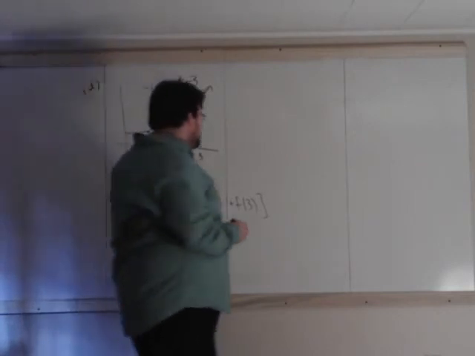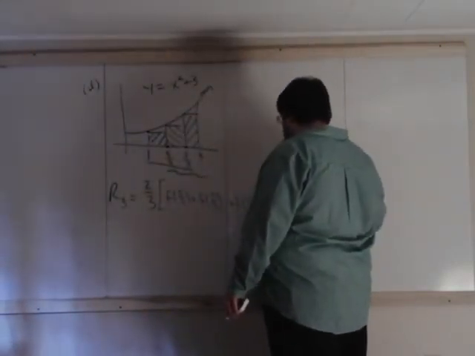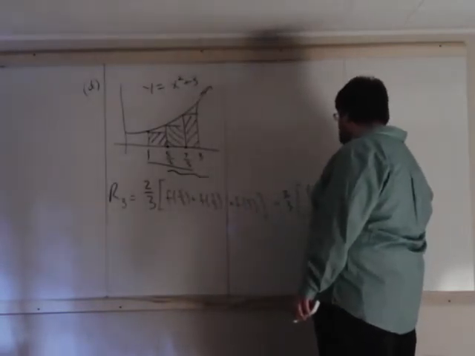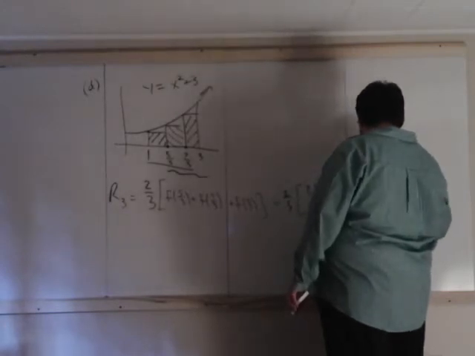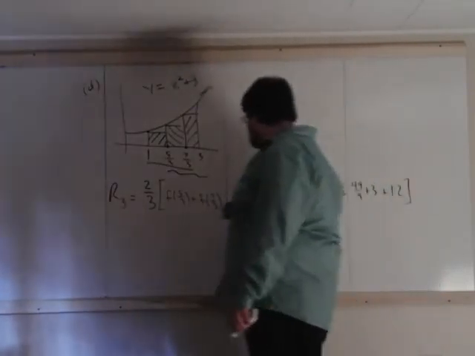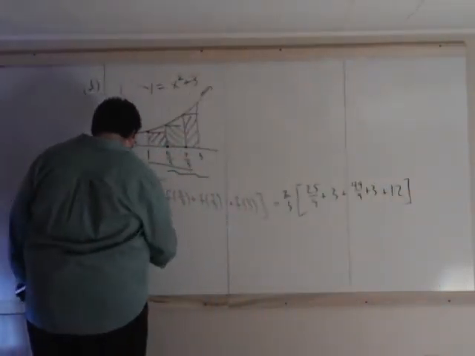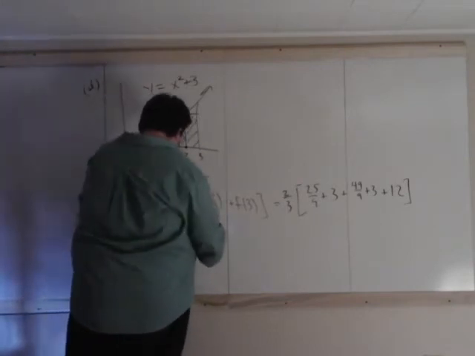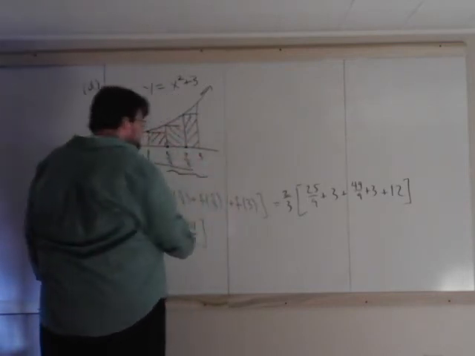Well, now we just have to add those numbers up. We found some of them before, but I'll just write them all out now. F of 5/3 was what? 25/9 plus 3 plus 49/9 plus 3. F of 3 is 12. 3, 3, and 12 make 18. The other things make 74/9 again. Do they? Yeah.